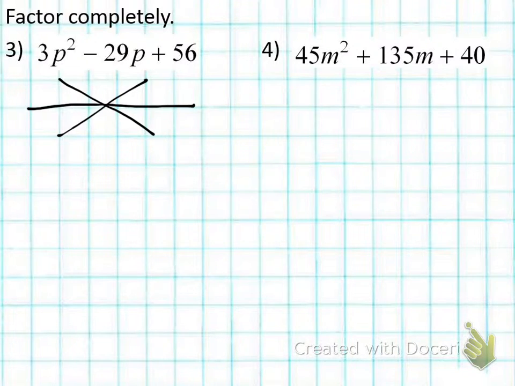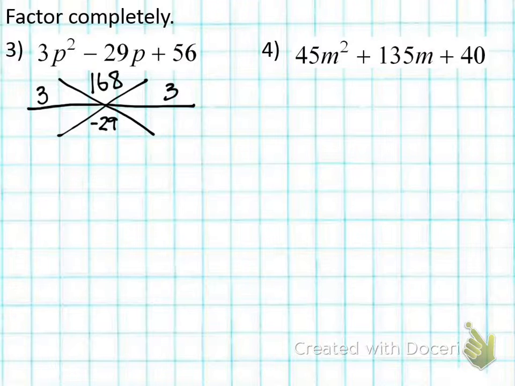Okay, so what's our a, everyone? 3. So we're putting 3 and 3 here. A times c. What's 3 times positive 56? 168. Now, factors of 168 that add up to negative 29.